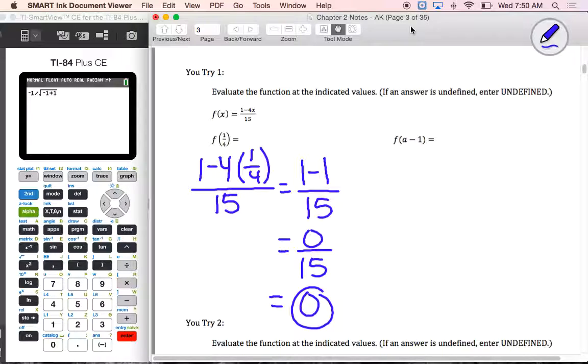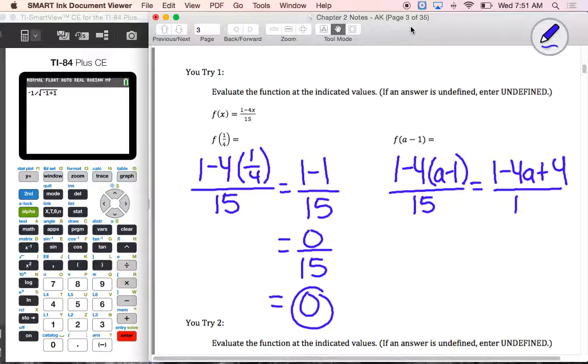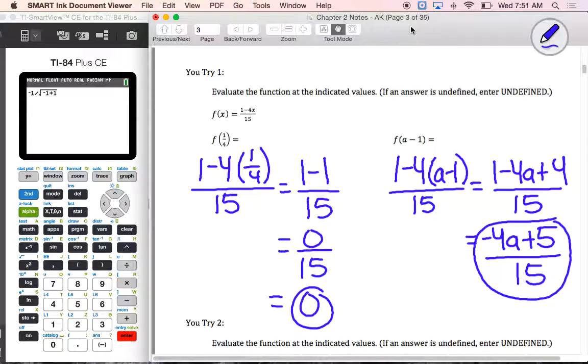Now for a minus 1, I have to do 1 minus 4 and put a minus 1 in for x. So we want to distribute that -4 through. So combine your like terms. I've got a minus 4a plus 5 all over 15. So you're not going to get an a equals a number when you have letters in there. When you have letters, you're going to have letters in your answer. So don't think you have to have a number answer for everything.